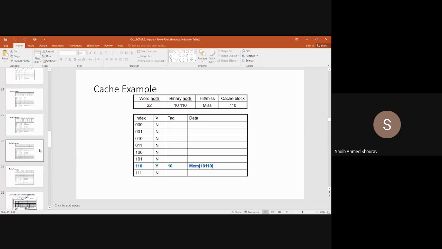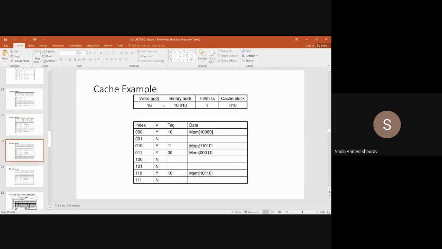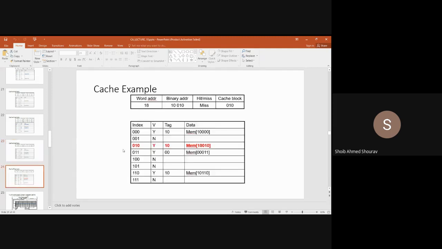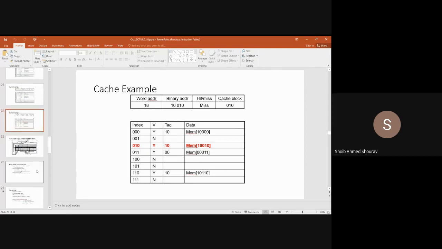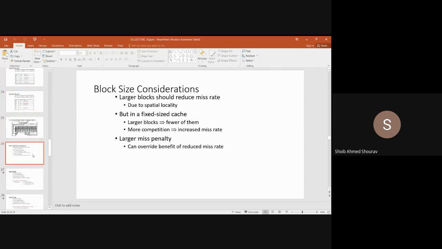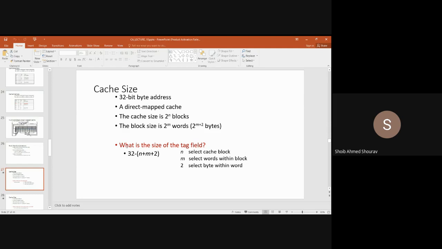Okay, then we have seen if something arrives like 18, where it wants to go to block 2 where 26 is already there. As it was a one word per block example, we had to replace that word with 18. So this is what we have seen. And then we have seen the block size considerations as well. Then we have seen the formula for tag. We tried to understand this formula, not to memorize these things.